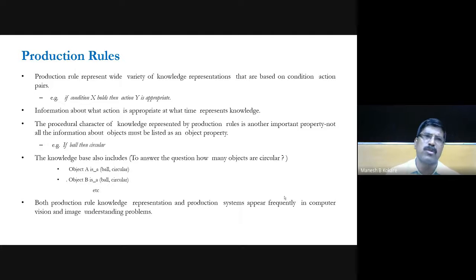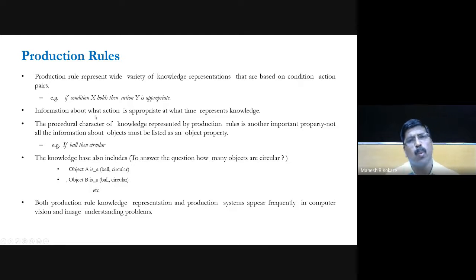Production rules are also like that. Production rules represent a wide variety of knowledge representation based on condition-action pairs. For example, if condition X holds, then action Y is appropriate. So if the features are like this, then the decision will be like this. This is a rule, which is developed by the experts and so on.